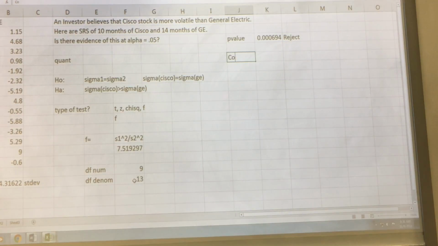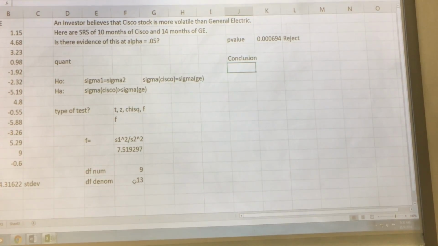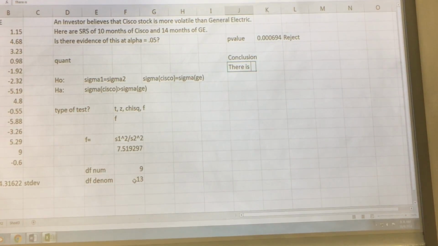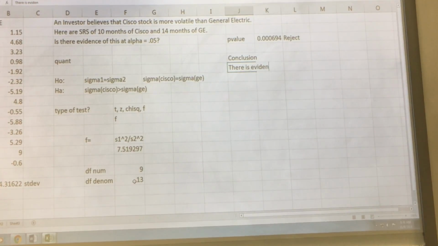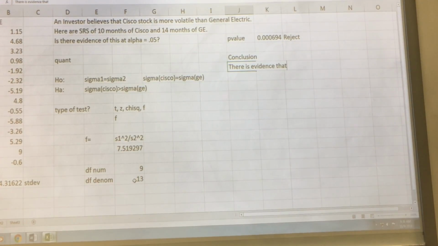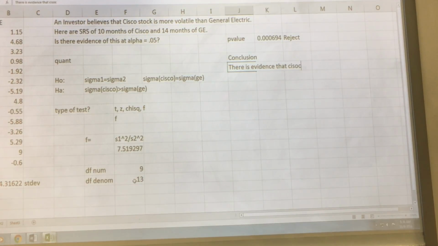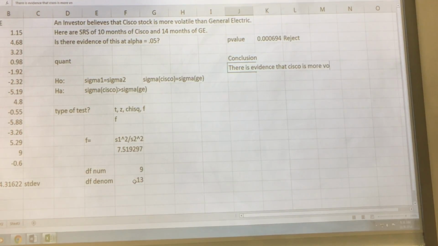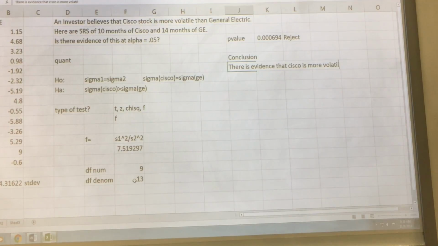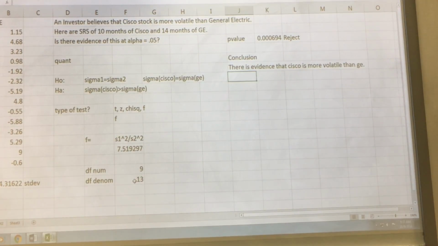Okay, so Taylor, conclusion is, there is evidence to support that Cisco's stock is more volatile than General Electric. Cisco is more volatile than GE.